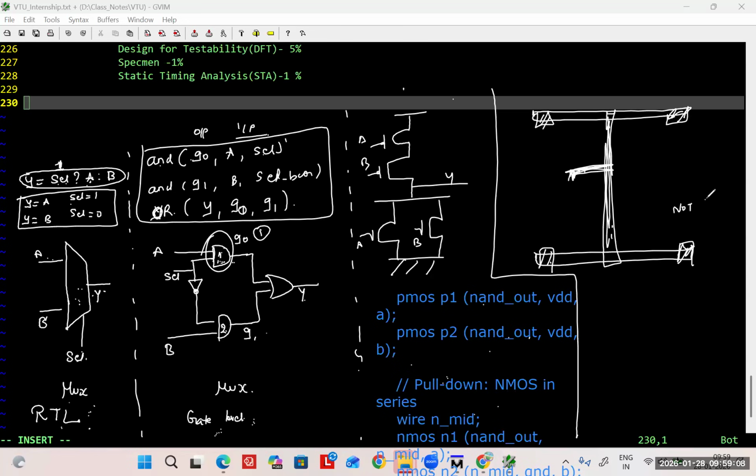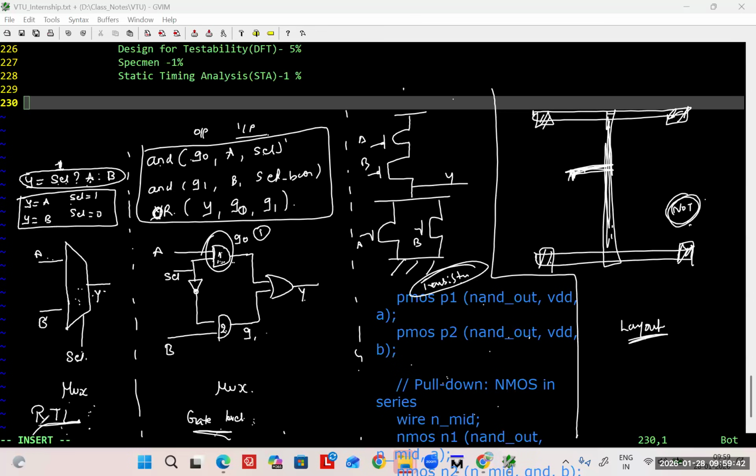Now the question comes: for only one inverter, this many symbols will come. Which is better? Layout is better or transistor is better? Transistor, sir. Transistor better or gate is better? Gate. Gate is better or RTL? RTL.